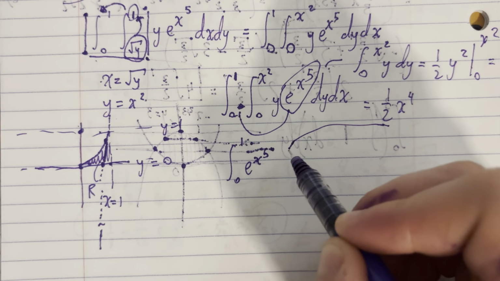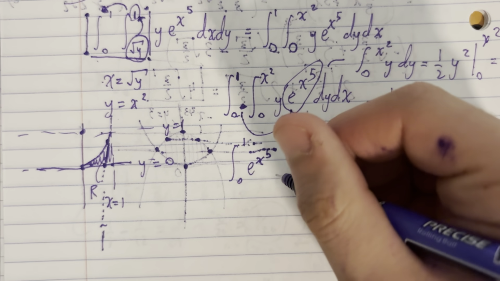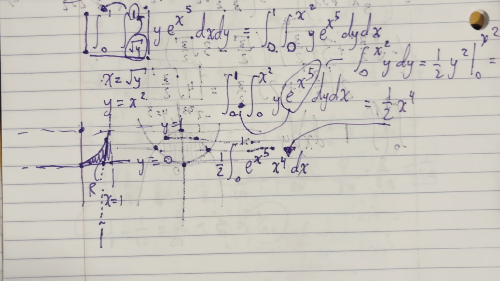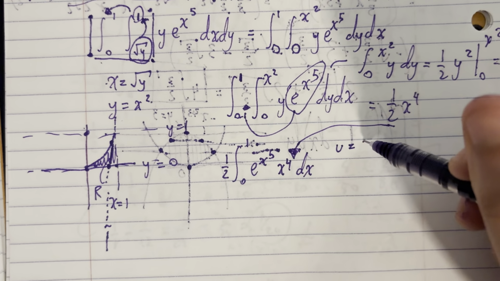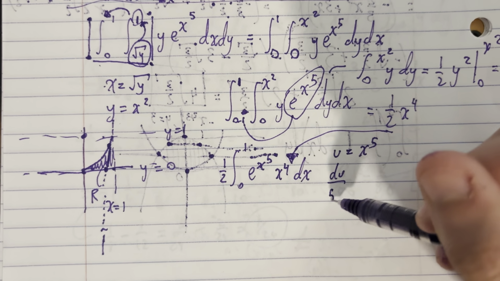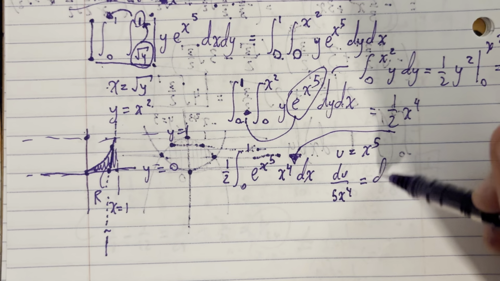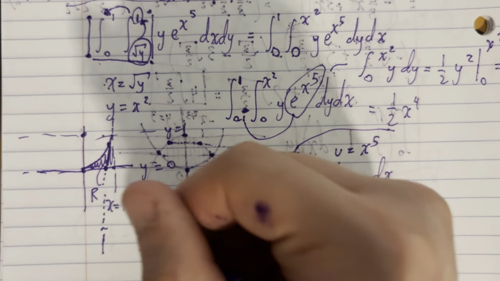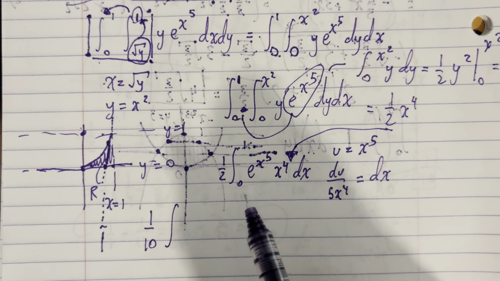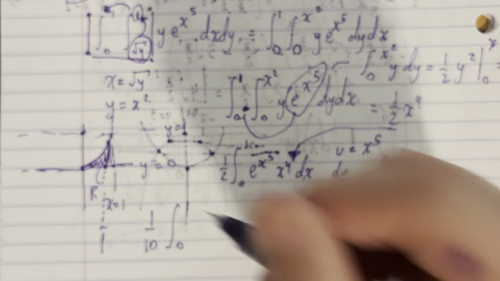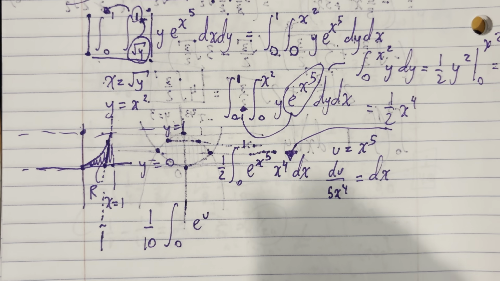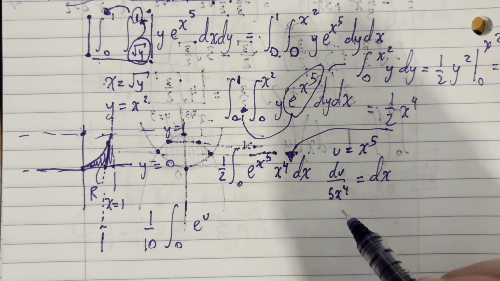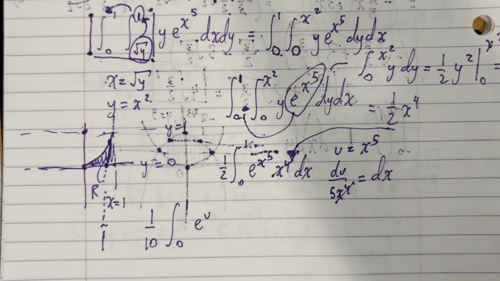That's your innermost integral. You could plop it in your dx integral now and pull out the half, because we don't like constants. And now it's a u sub. So u equals x to the 5th, du over 5x to the 4th equals dx. So you can pull out this 1 over 5, and you're going to get 1 over 10. You can change your bounds. Oh, it's still 0 to 1. Nice. And then you have e to the u du over x to the 4th, because we pulled out the 5. And you could cancel out this x to the 4th and this x to the 4th, and you're golden.